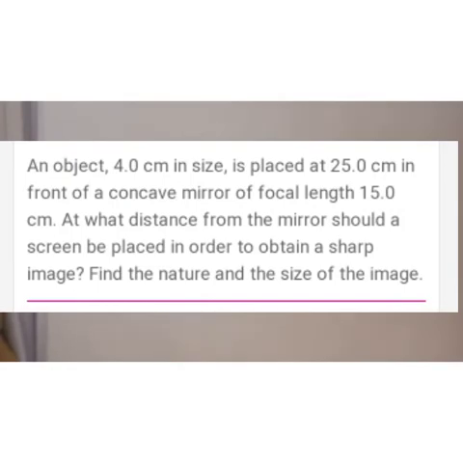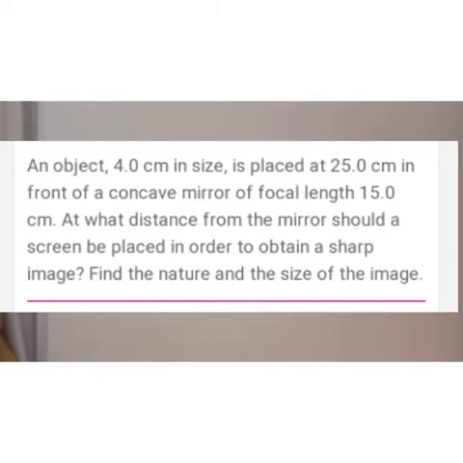An object 4 cm in size is placed at 25 cm in front of a concave mirror of focal length 15 cm. At what distance from the mirror should a screen be placed in order to obtain a sharp image? Find the nature and the size of the image. So first you have to read the question 2 times and then write what are the terms given in that question. Okay, so read the question.